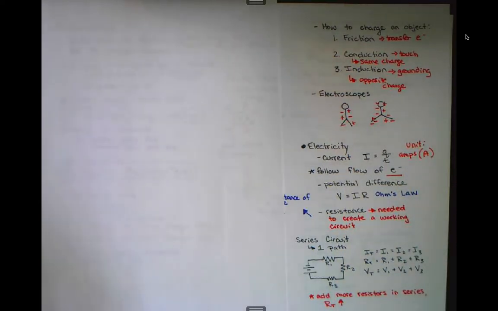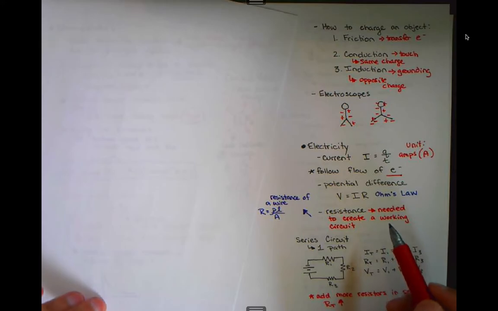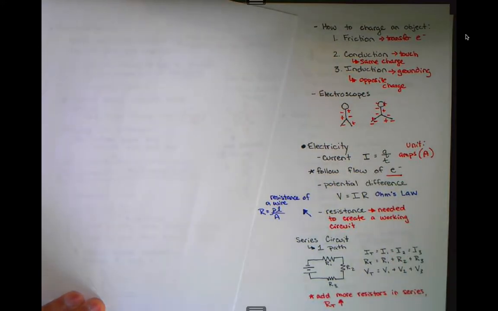The other thing we looked at was the potential difference. Essentially this has to do with the amount of potential energy that your charges have, and we're using Ohm's law to look at that. So V equals IR. And then resistance: resistance is something that you need in a circuit in order to build a working circuit. Otherwise, you don't have something that's going to use the energy, and that creates a short circuit.